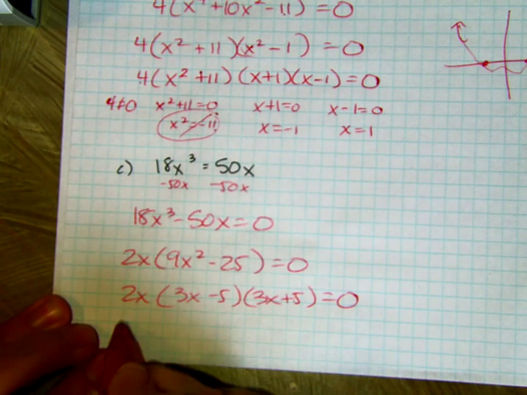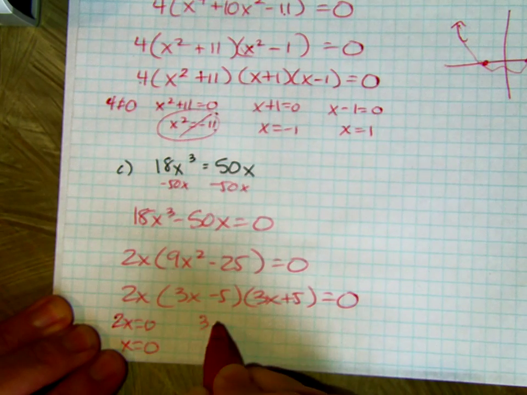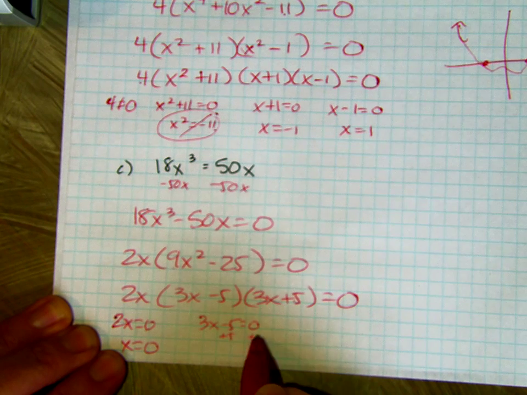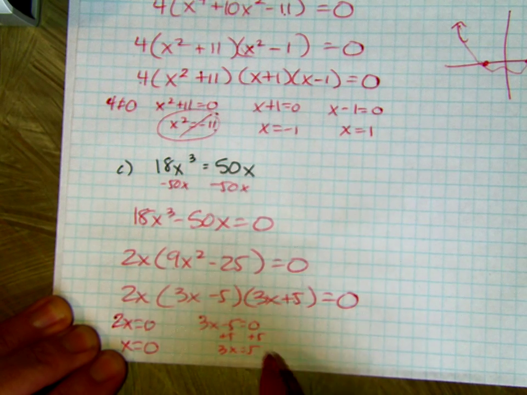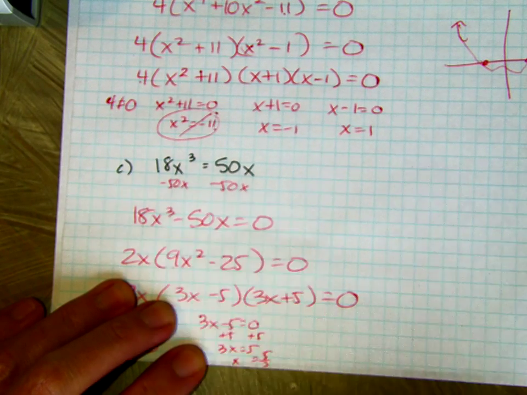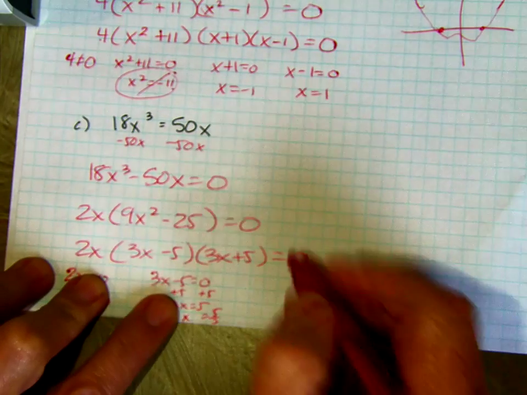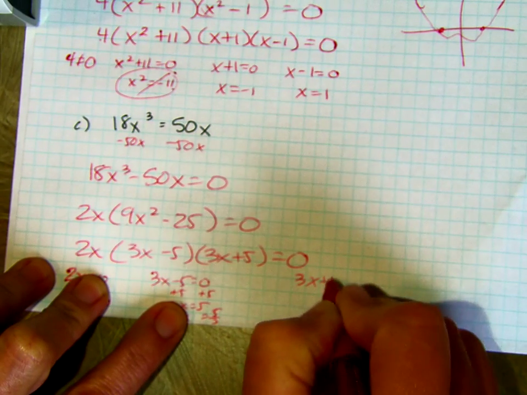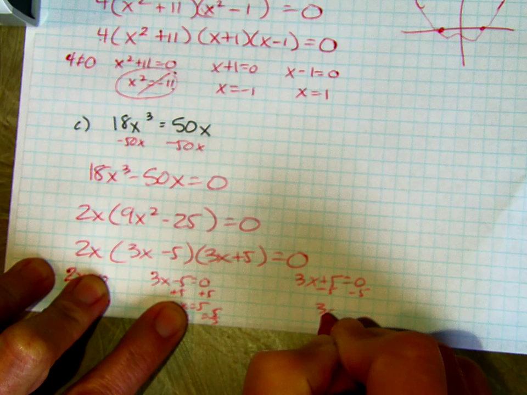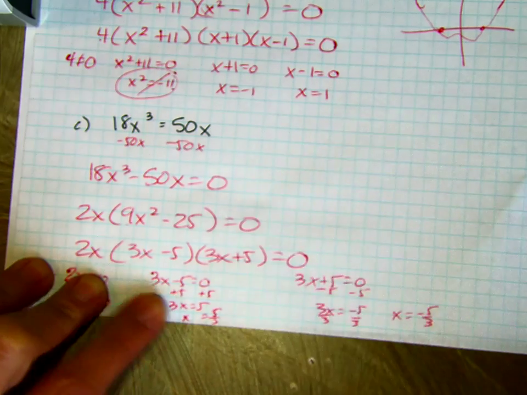And then if 2x equals 0, x equals 0. Do the math here, people. 3x minus 5 equals 0. Add 5. 3x equals 5. I'm running out of space. X equals 5 over 3. Right? Divide both sides by 3. 3x plus 5 equals 0. Subtract 5. 3x equals negative 5. Divide by 3. X equals negative 5/3.